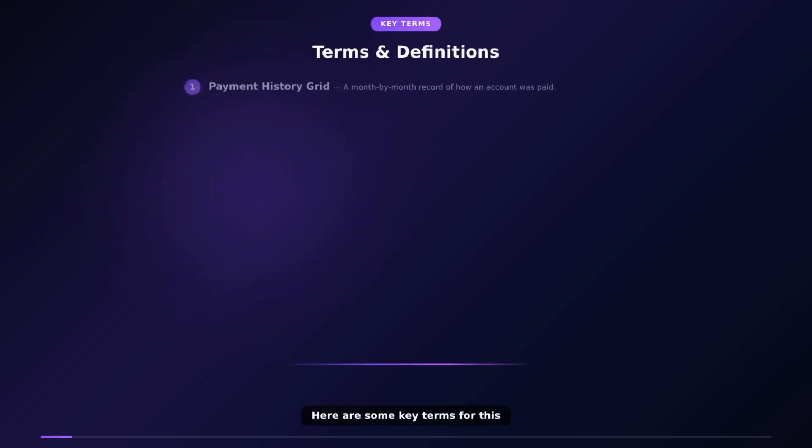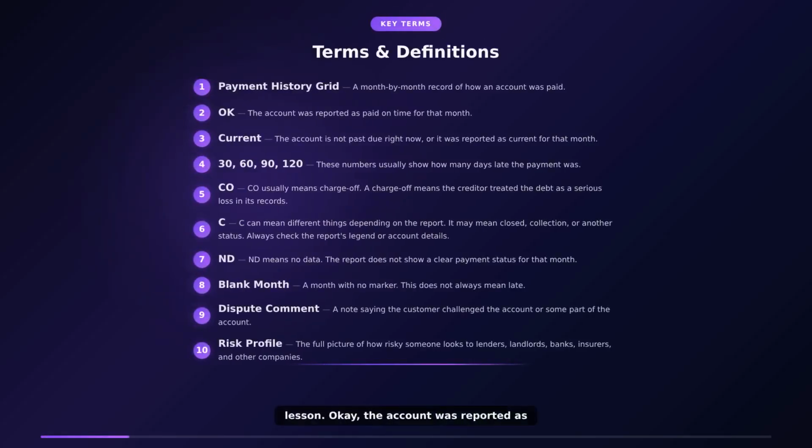Here are some key terms for this lesson. OK: the account was reported as paid on time for that month. 30, 60, 90, 120: these numbers usually show how many days late the payment was. ND: ND means no data. Blank month: a month with no marker.